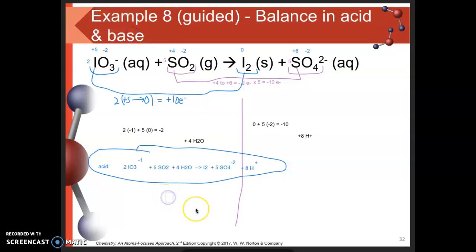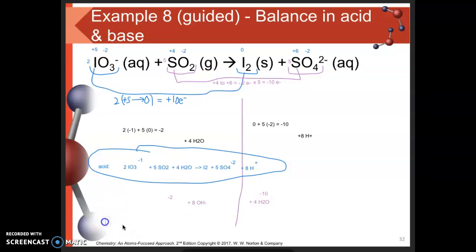I have -2 on the reactant side. I have -10 on the product side. Instead of adding hydrogen and water, I'm going to add hydroxide. So I need 8 hydroxides on this side. And to counterbalance the hydrogens that I added, I'm going to add 4 waters on that side.